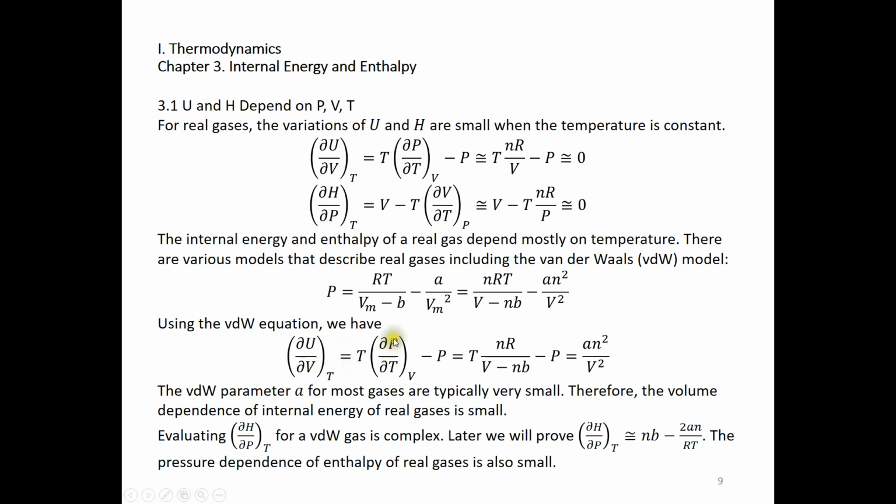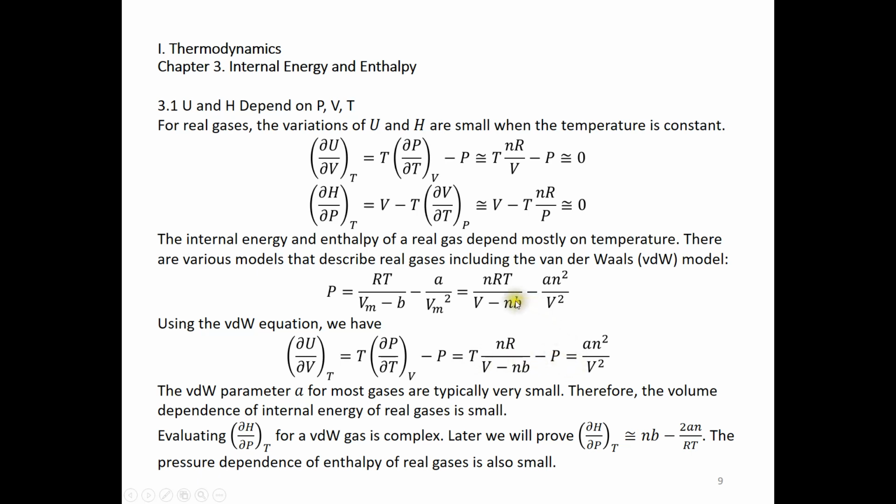It's just T times delta P over delta T minus P. How do we evaluate this? This is just calculus. What's the first derivative of this term with respect to temperature? It's just nR over V minus nb. Just plug it in here. What about this term? This term does not depend on temperature at all, so ignore this. And therefore we have this expression.